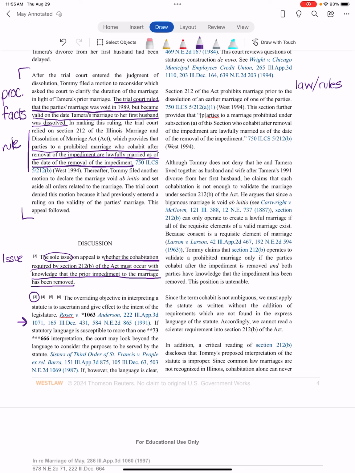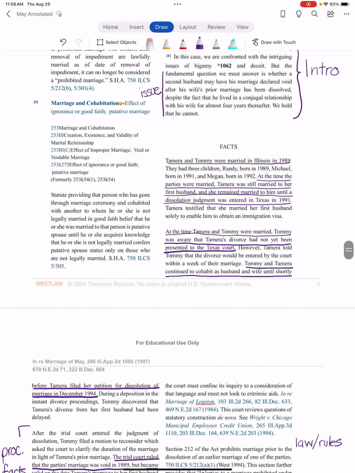In other words, what's going on here is the court is considering whether or not Tommy, right, because if we go back and look at the facts, Tommy thought that the earlier marriage was being dissolved, but he didn't quite know if it was. He was taking his wife Tamara's word on it that they were just waiting for it to get finalized in court. Clearly, if you look at the dates, it was a little bit longer than a few days. It was a year or two.